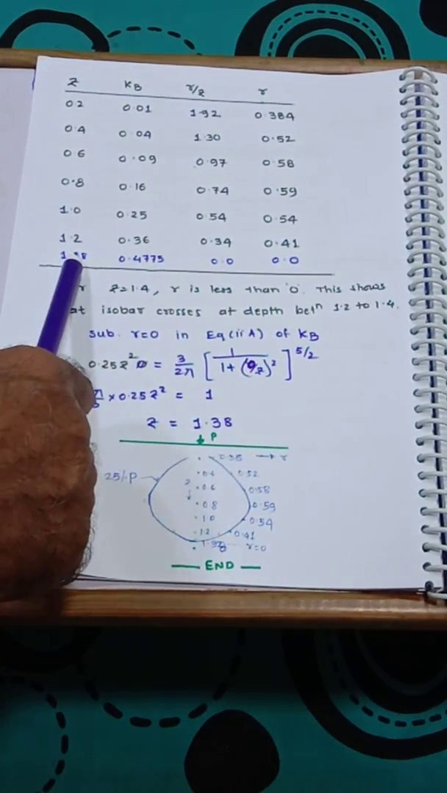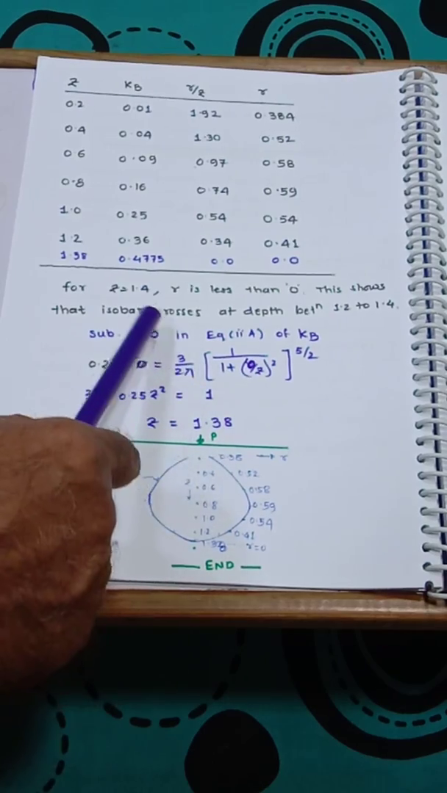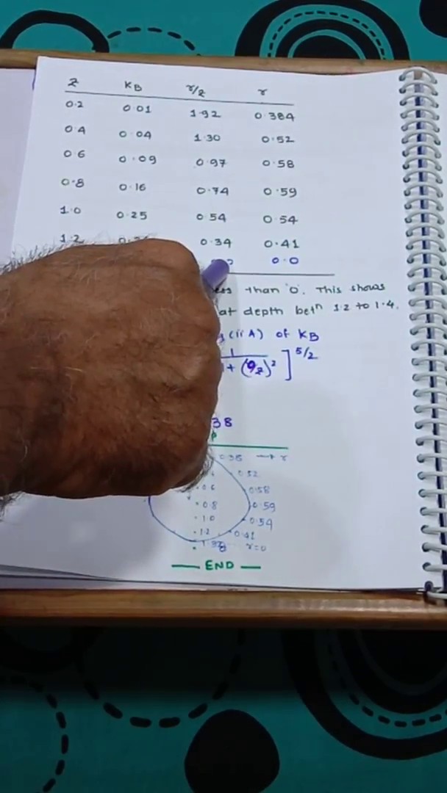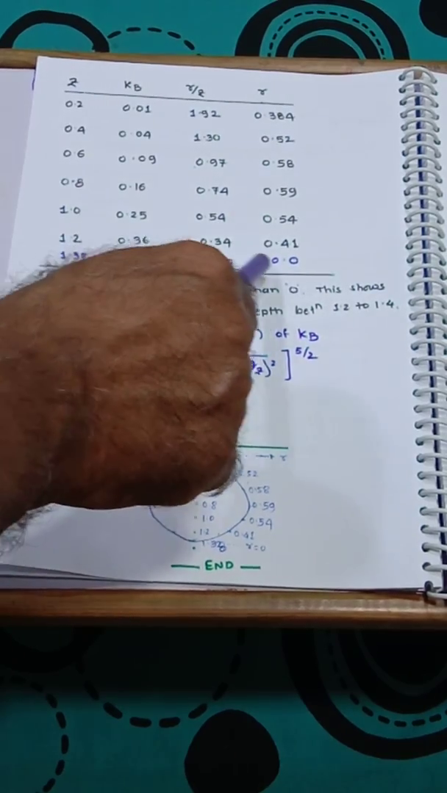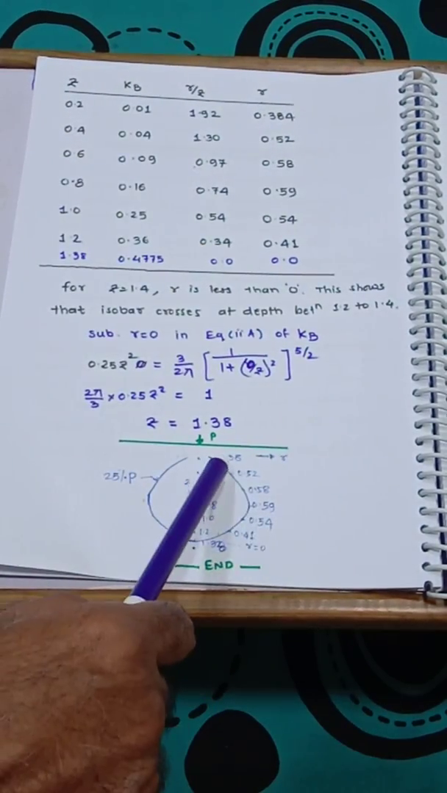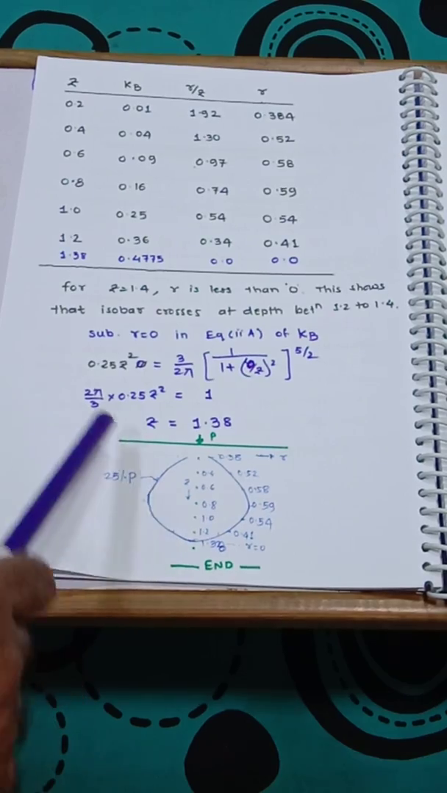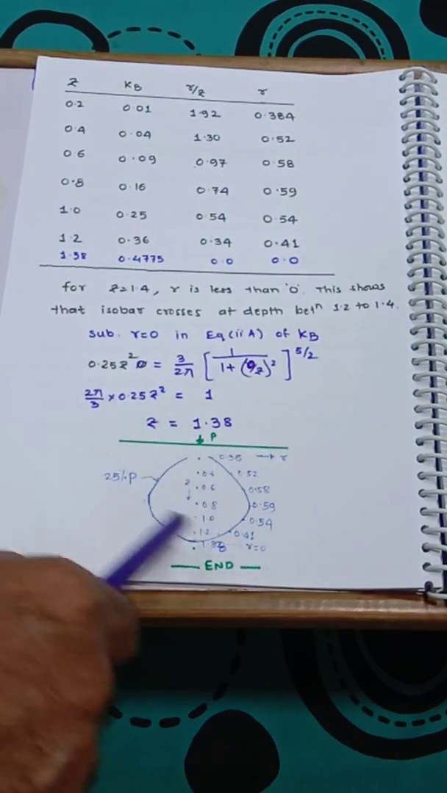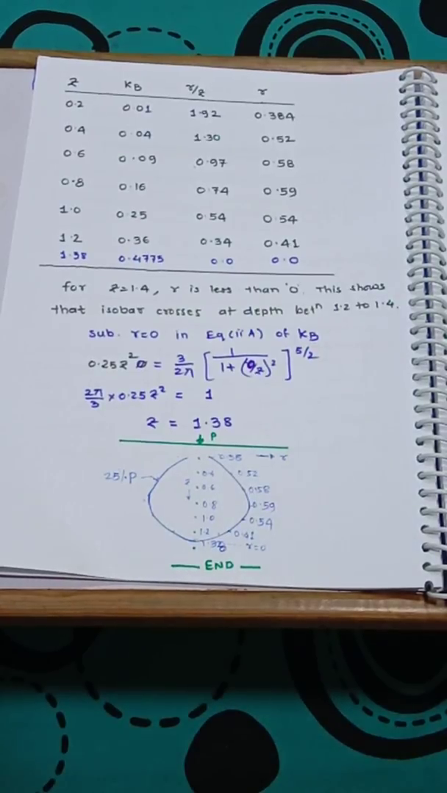So at 1.38, again you substitute in the KB equation, you get 0.47. R by Z is 0 because R is 0, the radius is 0. So the isobar is crossing at 1.38 distance vertically. So this is how an isobar or pressure bulb is calibrated or plotted. Similarly we can plot it for a different intensity.